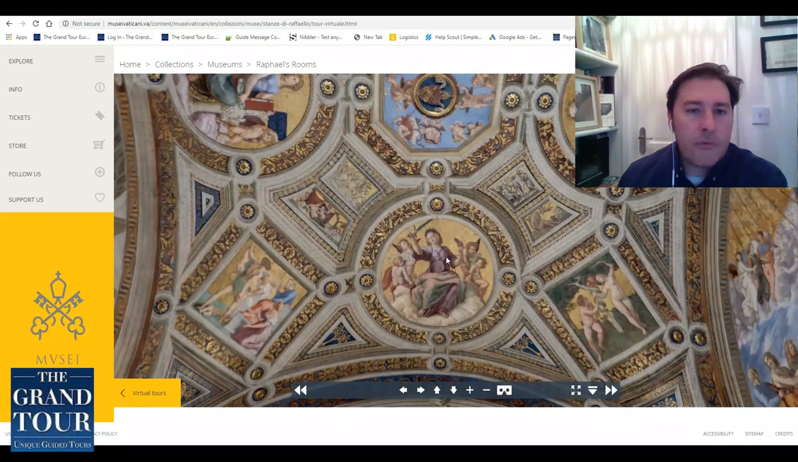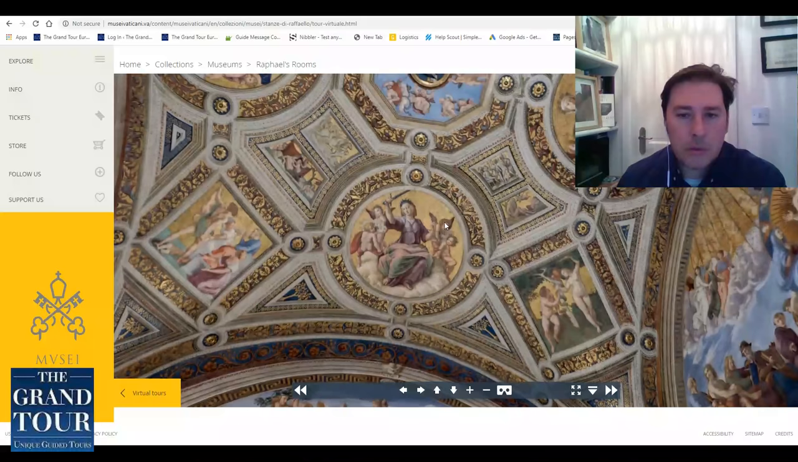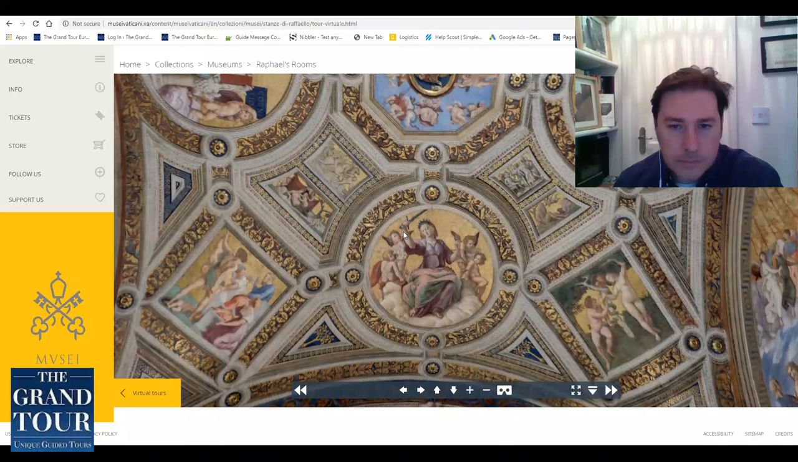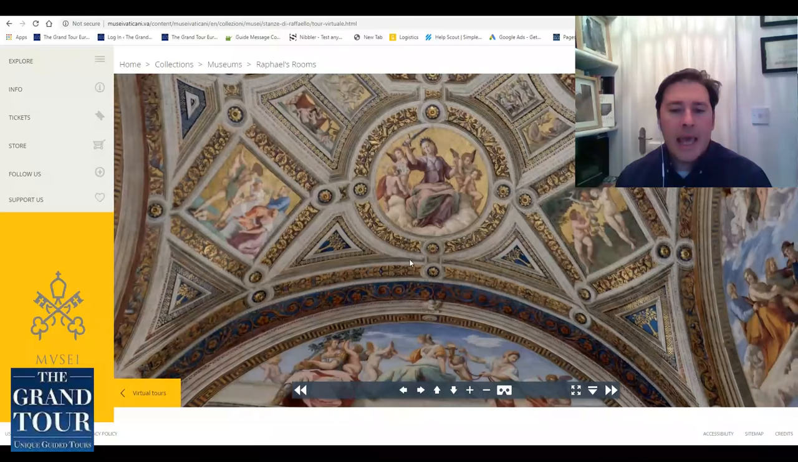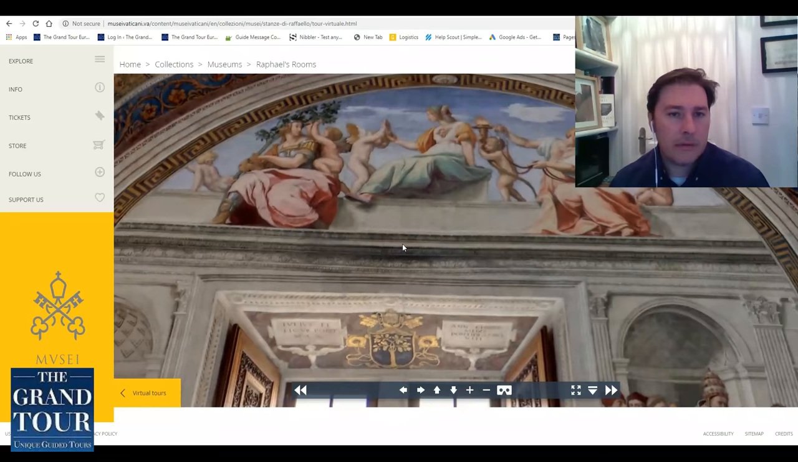Now, if we get back to the virtual tour, we have on the ceiling the allegory of justice here, which is also one of the four cardinal virtues. The virtues in total are seven, divided into four cardinal virtues and three theological virtues. And here we have this odd space above the door, not centered.